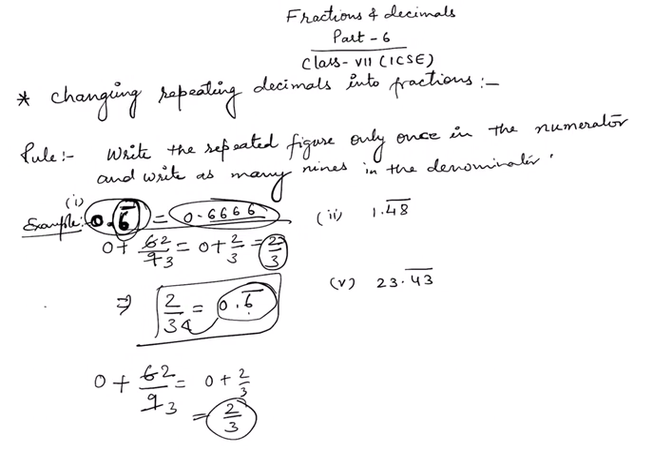The second example, 1.48 bar. Which digits are repeating again and again? These. Whatever is written before the decimal we will add to it. 1 plus, once we will write 48, because these two digits are repeating. Here only one digit was repeating, so I wrote 6 once. Here two digits are repeating, so I write them once. And how many digits are repeating? Two digits. Here one digit was repeating, so I wrote one 9. Here two digits are repeating, so I write two 9s.